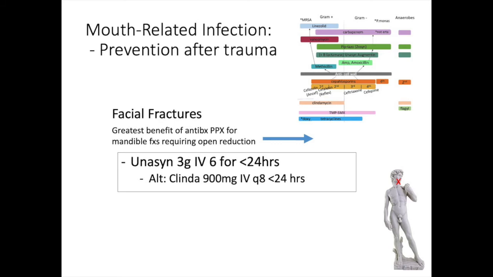And the go-to for this is going to be Unasyn, 3 grams IV. You can give it every 6 hours, but prophylactically you really don't need to give it more than 24 hours. So just give it for one day, an initial backup, in addition to then going ahead and fixing that mandibular fracture. The alternative to this is clindamycin, 900 milligrams IV. Again, less than a day that you need to give it. It's just an initial backup.